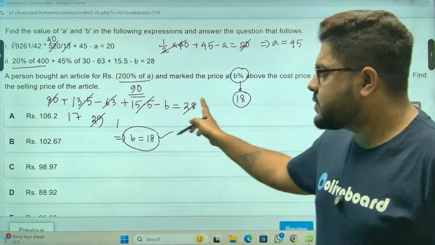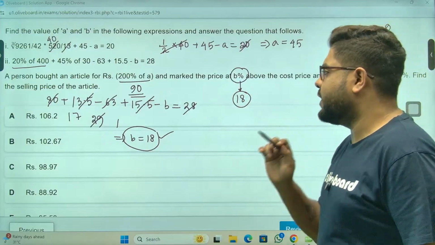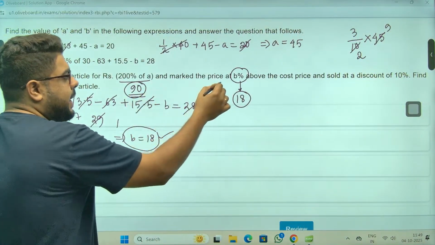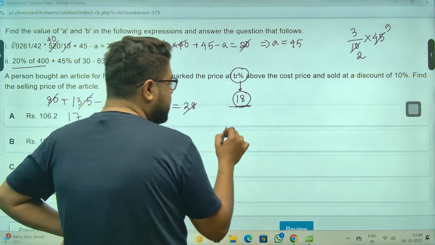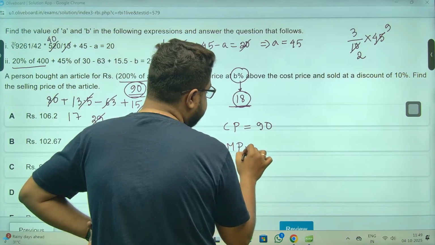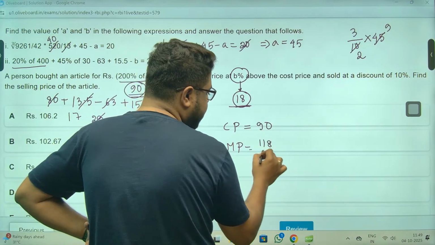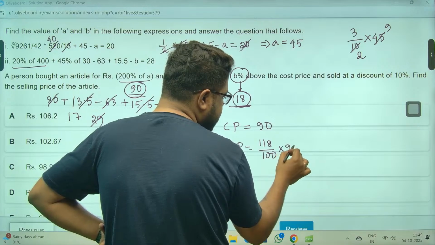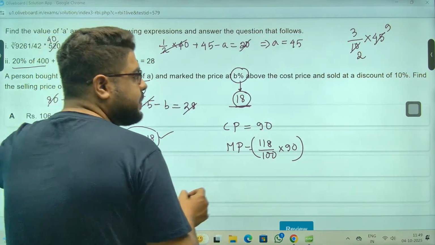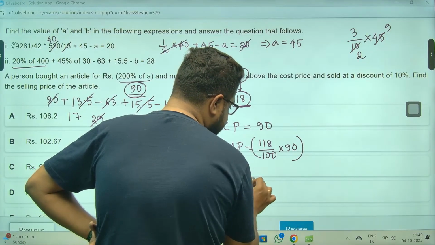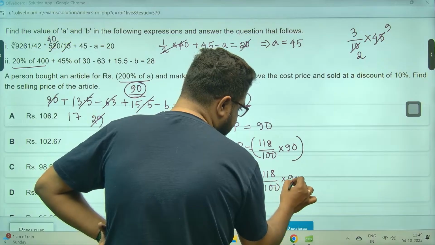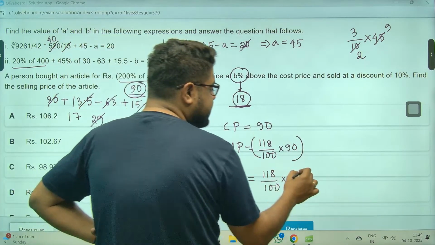So again, I'll solve this question. Now it's a simple question of profit and loss. A person bought an article for 90 rupees and marked the price 18% above the CP. So CP is 90 rupees, sir. And MP will be 18% above, meaning 118% of 90 rupees. Don't do the calculation. And sold at a discount of 10%, find the SP.